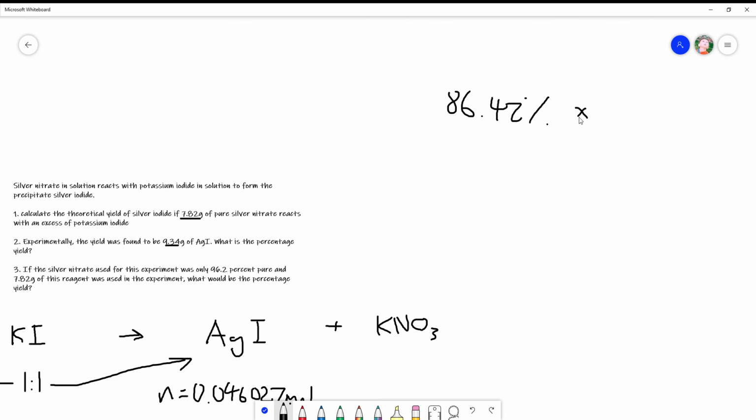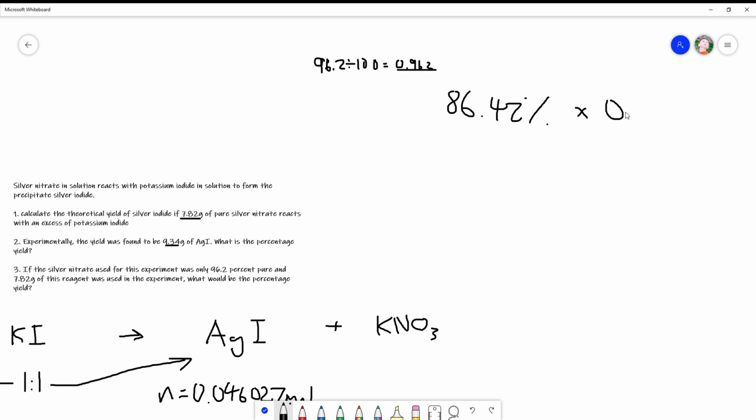And we can find the percentage yield of a 96.2% pure silver nitrate by multiplying this percentage yield by the decimal form of the percent pure. The decimal form of the percent pure would just be taking the percent pure value and dividing it by 100. That moves the decimal point 2 spaces to the left. So we would take 96.2, divide this by 100, and then we would get 0.962.